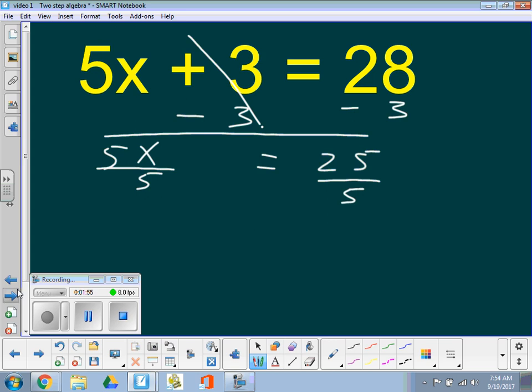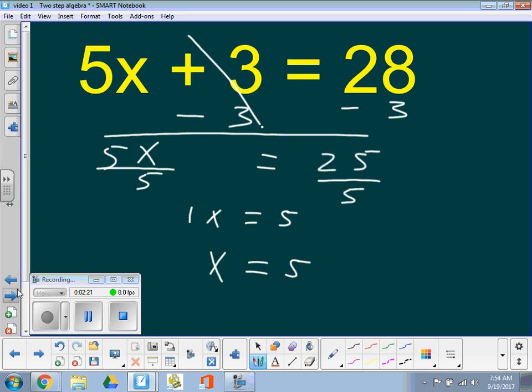Well, 5 divided by 5 is 1x, and 25 divided by 5 is 5. In algebra, we do not say there is 1x. We just say there's the variable, which is just x. So we would write our final answer as x is equal to 5. We have our letter, or variable, x, equal to a number on the other side, 5. And that is the goal with algebra as we go through the process.